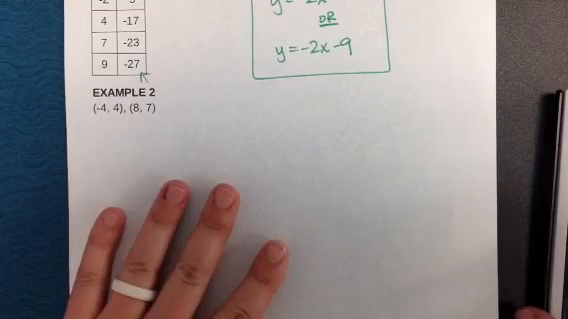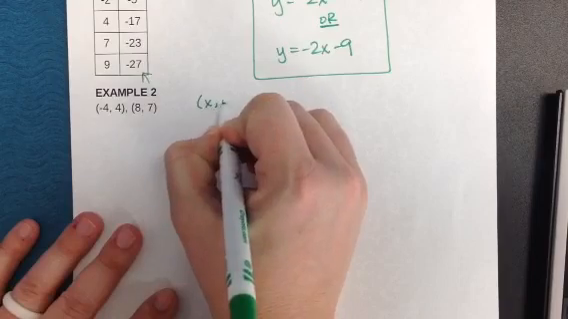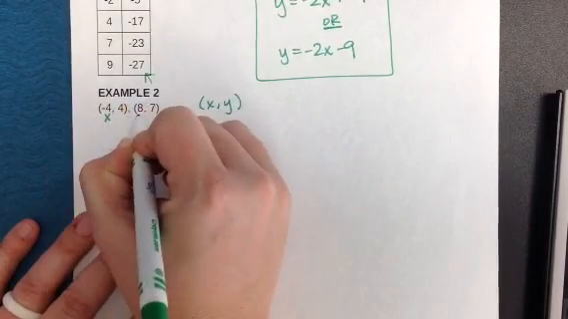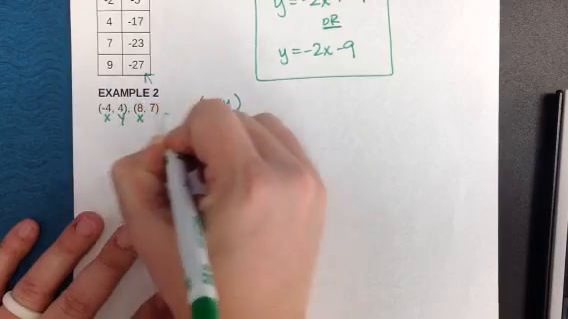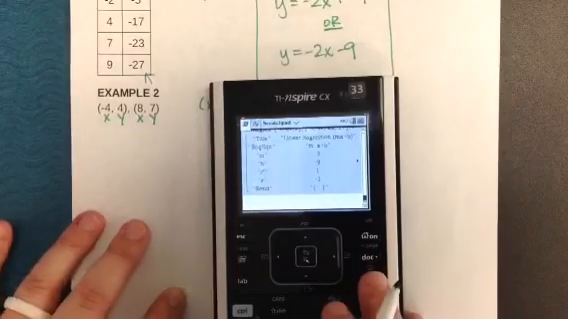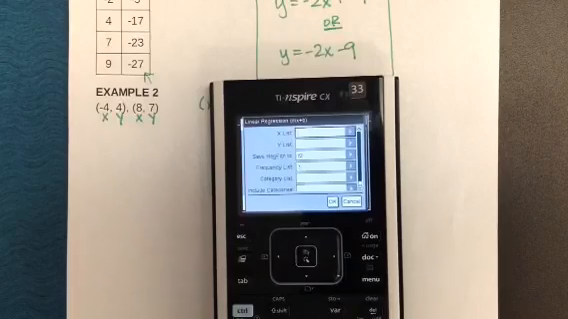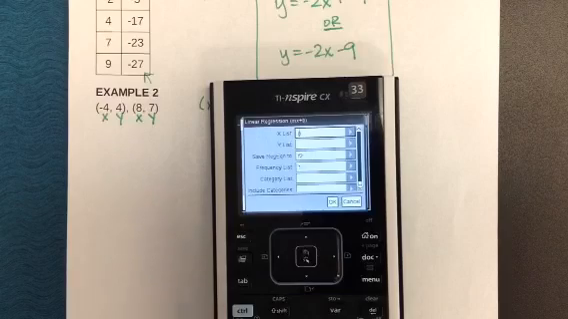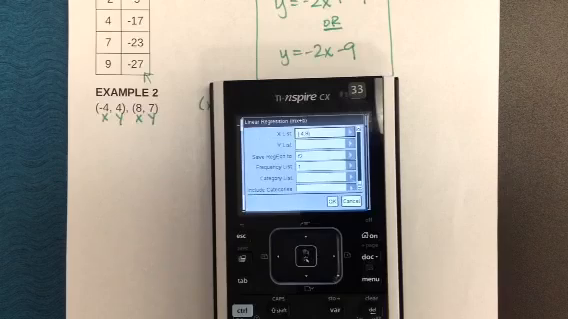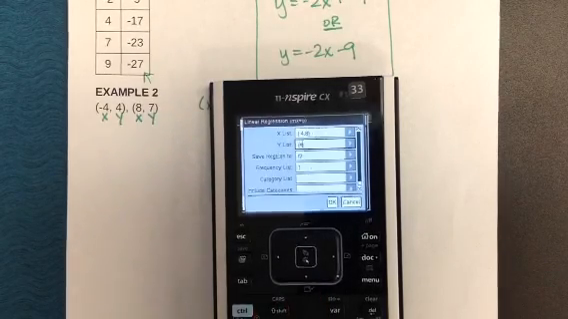These are 2 points. This one looks a little bit different because remember in an ordered pair we have x, comma, y. So this is my x and that's my other x. This is my y and that's my other y. So when I plug that in, straight from calculate, I hit menu 6, 1, 3. Control, close parentheses, my x values, negative 4, comma, 8. Now I go down to my y list, control, close parentheses. I have 4, comma, 7.